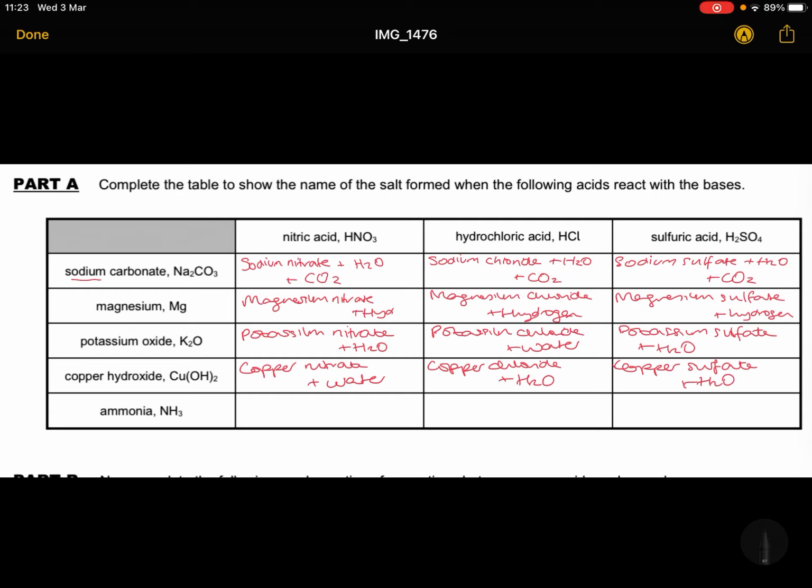Okay, so ammonia, you can just treat it like a metal. Imagine it's just a metal on its own. So it'll make a salt and hydrogen. So ammonia nitrate plus hydrogen, ammonia chloride plus hydrogen, and ammonia sulfate plus hydrogen. Right, I'm hoping that's fairly straightforward.